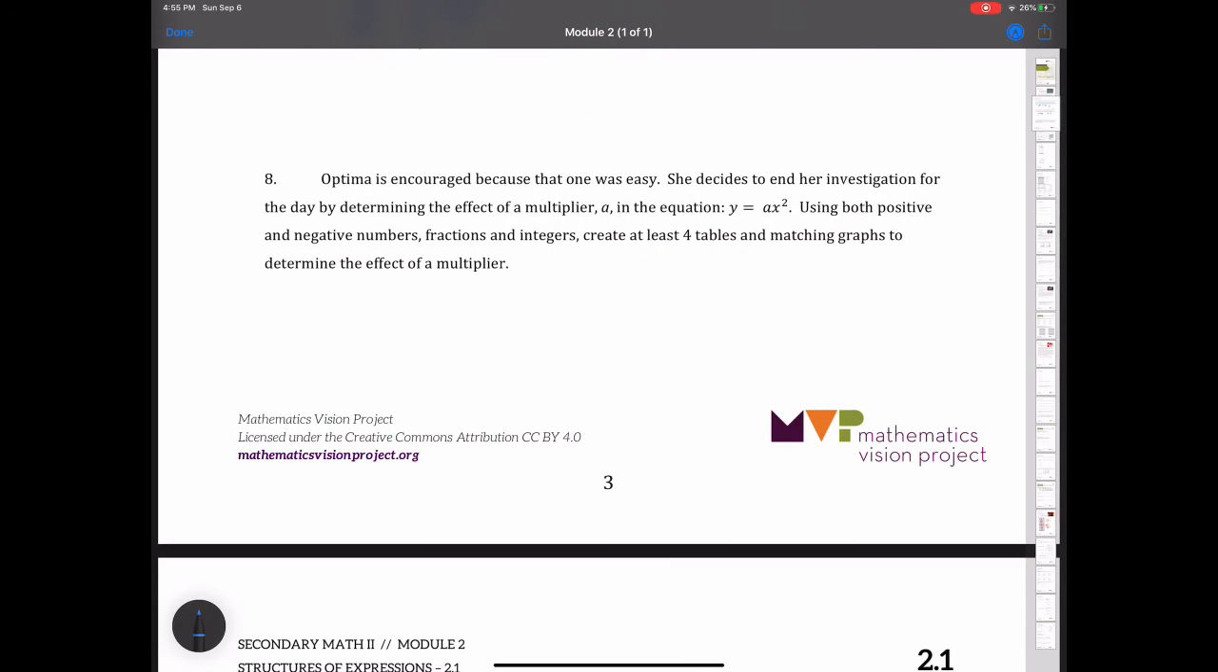Now Optima is encouraged because that one was a little easier, so she decides to end her investigation for the day by determining the effect of a multiplier a in the equation y equals a times x squared. Using both positive and negative numbers, fractions, and integers, create at least 4 tables and matching graphs to determine the effect of the multiplier. So go ahead and pick some, make sure that you have some fractions in there, so pick some and then test it using your technology and see what happens, okay? See what changes. So pause the video here and see what happens.